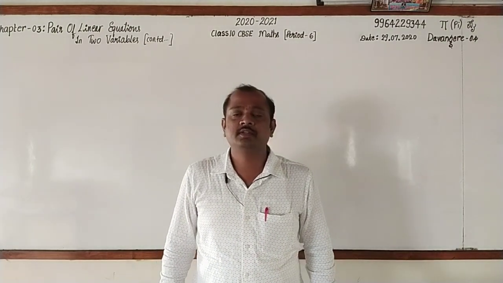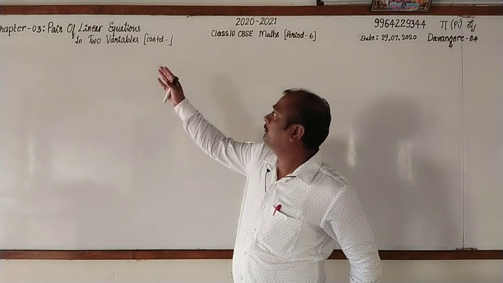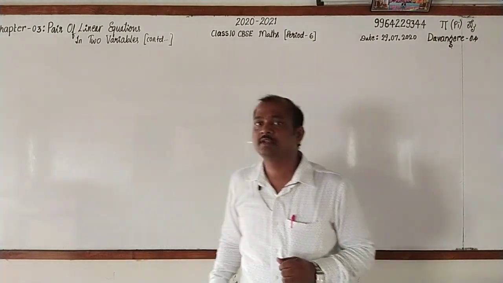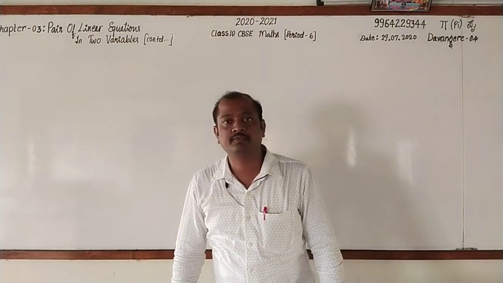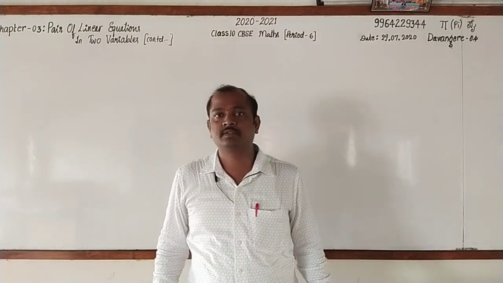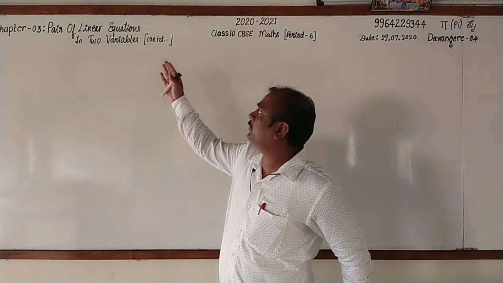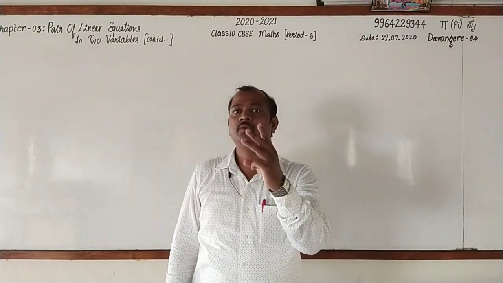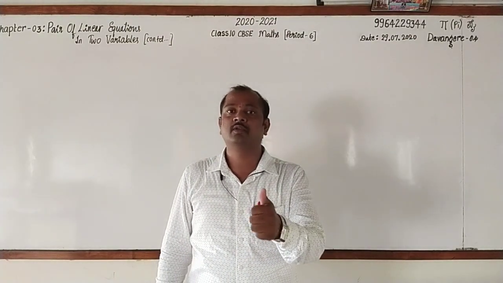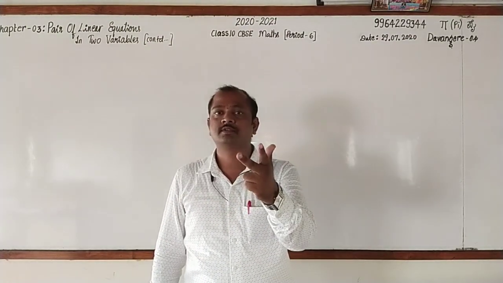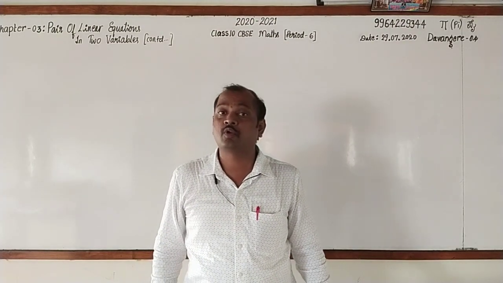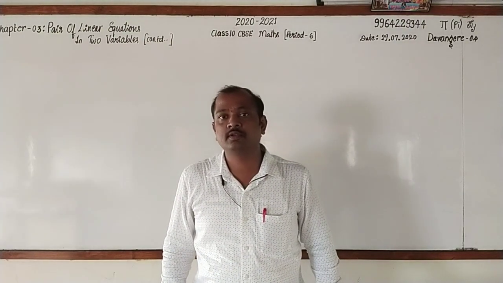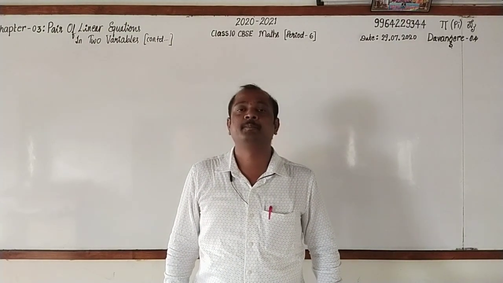Dear students, in the last class, we were discussing the chapter pair of linear equations in two variables, right? Now, let's continue, and remember, this is the 6th period of this chapter. In yesterday's class, we learned how to solve pair of linear equations in two variables by the algebraic method. In the algebraic method, we have three sub-methods: one is elimination, second is substitution, and third is cross multiplication. And we were even focusing on some statement problems as well.